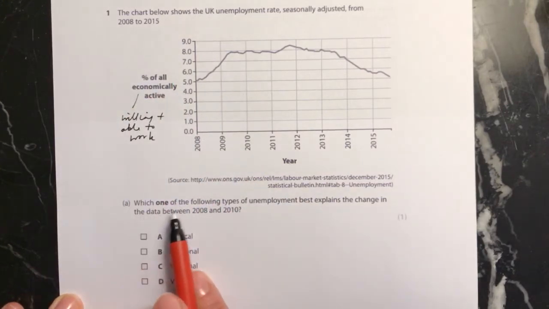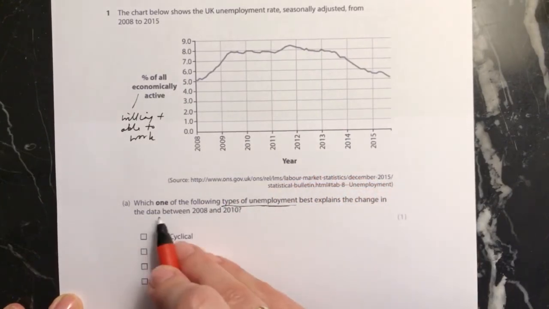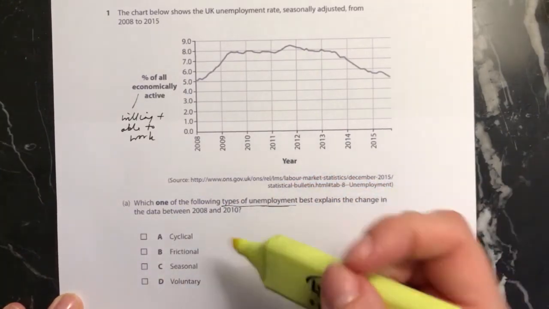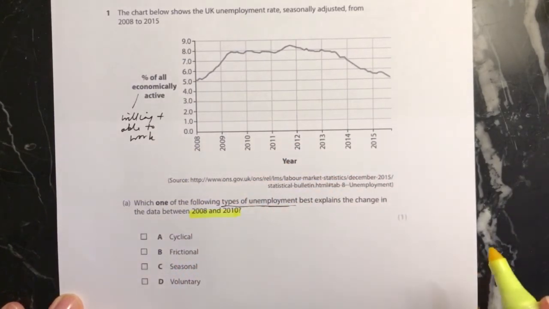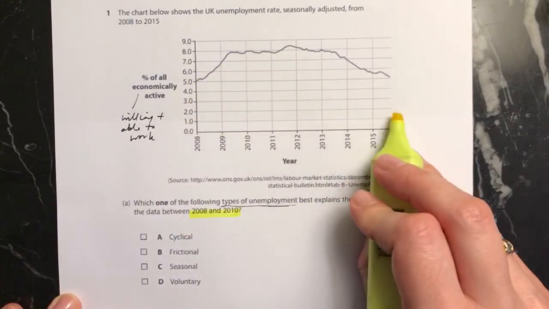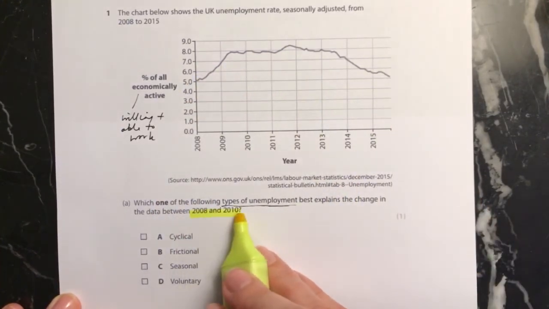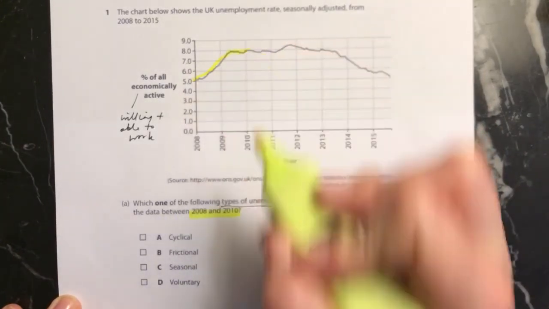So they want to know which one of the following types of unemployment best explains the change in the data between 2008 and 2010. Be careful, because that's not the whole of the graph. In the exam, you might immediately think it's the whole graph. It's not. It's just 2008 to 2010. So that is this period here.